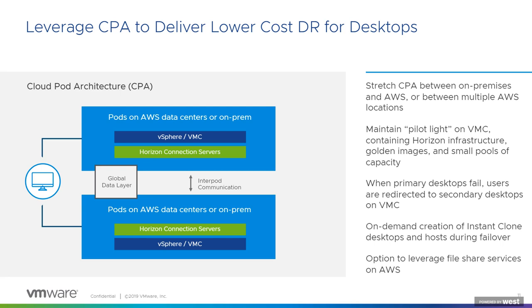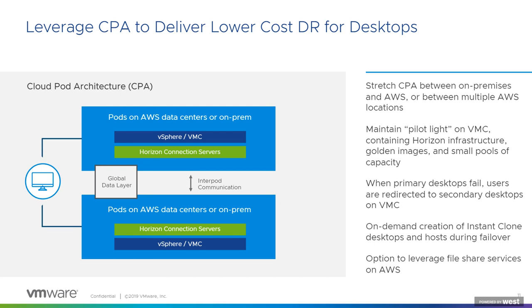Now on VMC, what you want to do is maintain a pilot light. And the pilot light essentially contains the Horizon infrastructure that you deployed, any golden images that you will be using to create more desktops, and then you want to start off with a small pool of capacity. And the small pool of capacity would essentially be available right away as soon as your primary site goes down, right? And by the way, when I say capacity, I mean a small pool of virtual desktops.